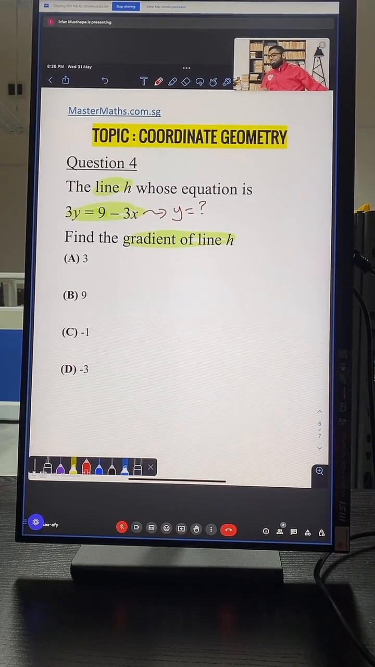What secondary is this? This is Sec 2, 3 and 4. And if you are Sec 5, definitely you got to know as well. Guys, go and make y the subject of this entire nice looking formula. Let's go. Sec 1 is also good to just listen in. It's good to just listen in as well. Alright.